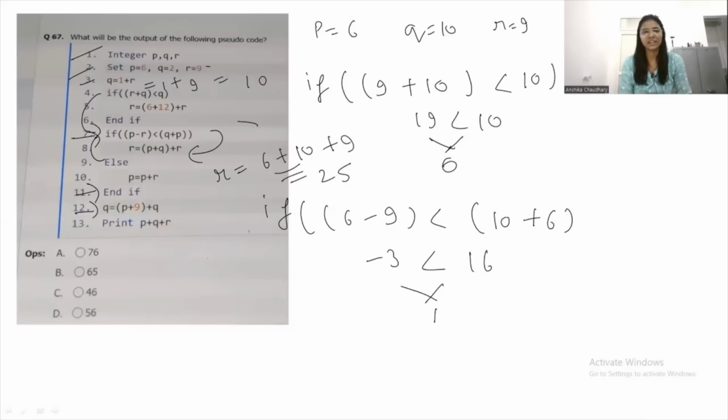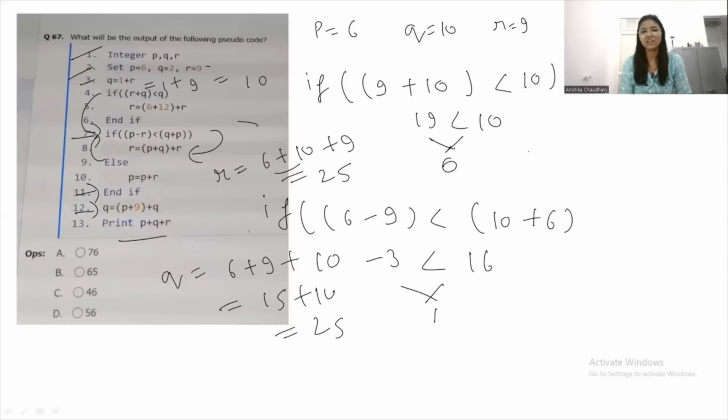Here we have to again update the value of q by p plus 9 plus q. So value of p was 6, plus 9, plus q. Q was 10 only. So 6 and 9 is 15, plus 10 will become 25. Right. Now from here, print p plus q plus r.